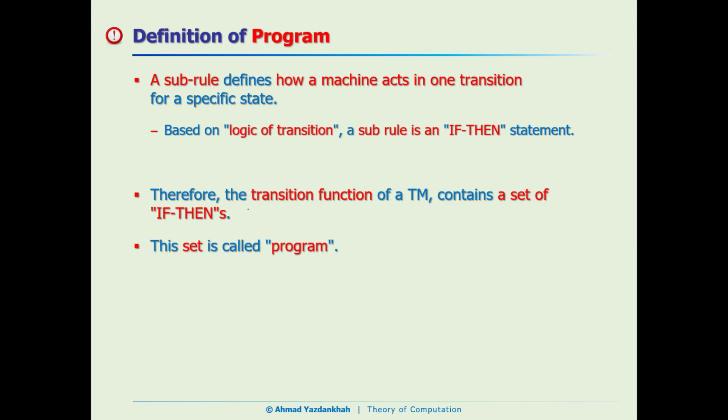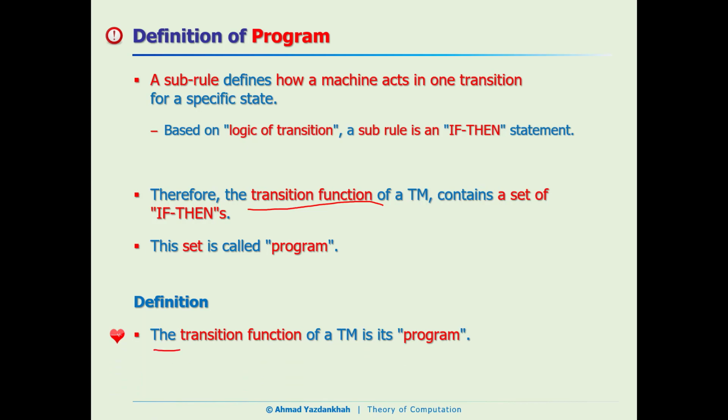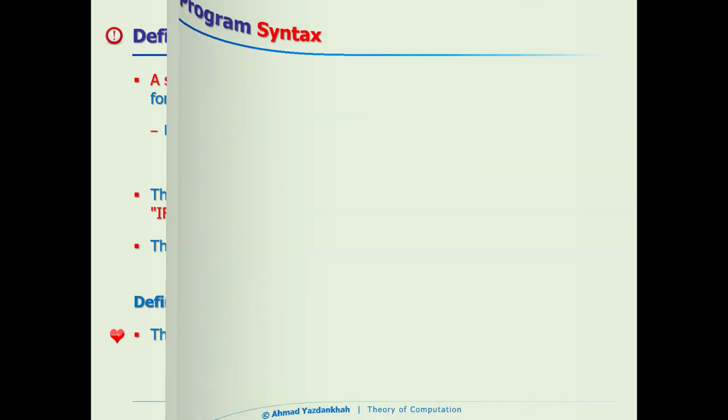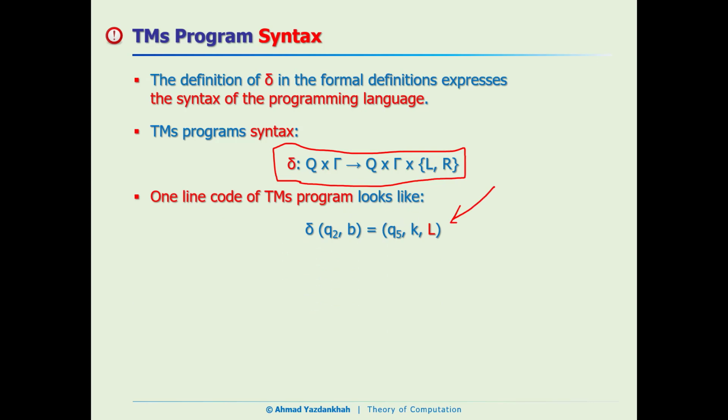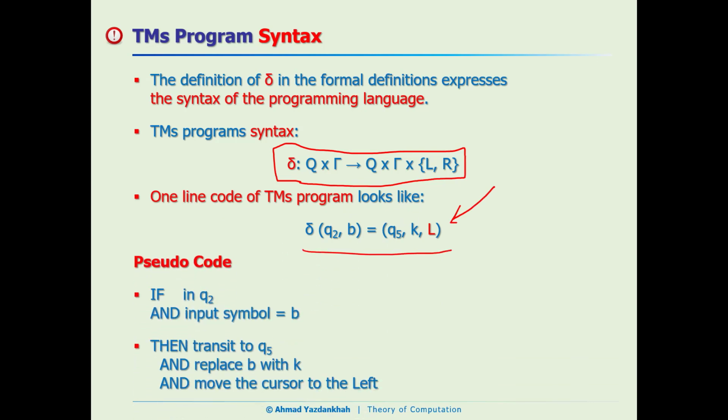If we have a transition function, which is a set of these if-thens or a set of the subrules, the entire transition function can be called the program of the Turing machine. What is a program? It is the transition function of a Turing machine. What is the syntax? The syntax will be specified by the delta function, right? So for example, for a Turing machine, we specified this syntax, and here is an example. All of the program statements look like this, right? And if we translate it into pseudocode, we can say if you are in Q2 and the input symbol is B, then transit to Q5 and replace the B with K and go to the left.